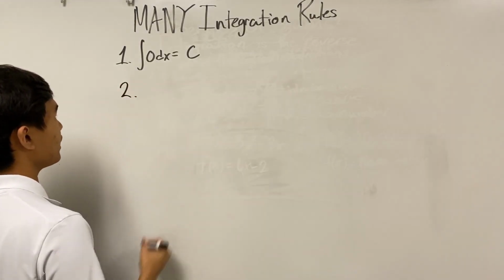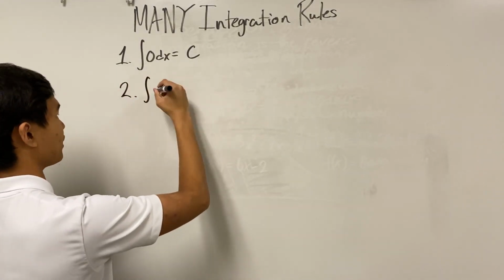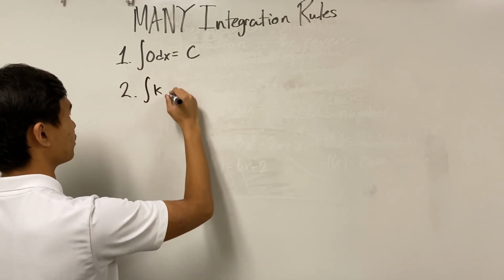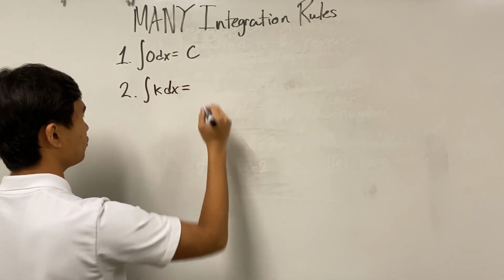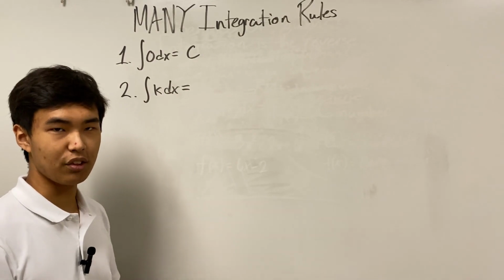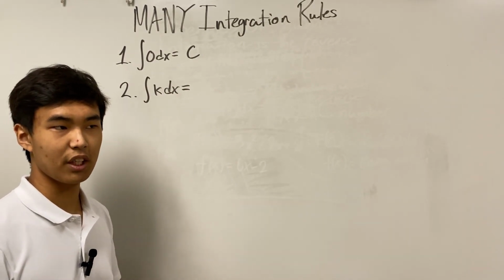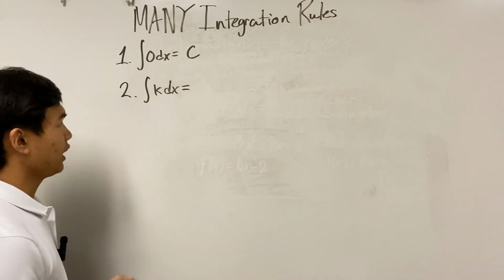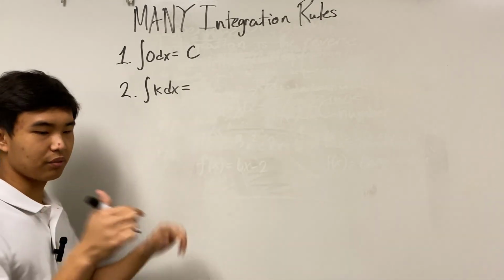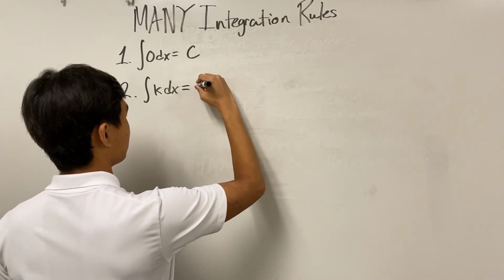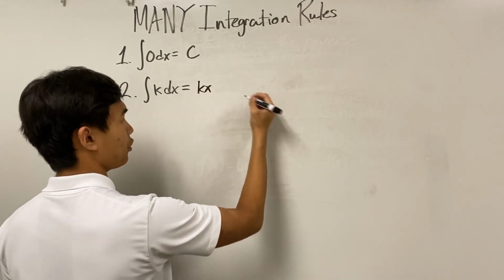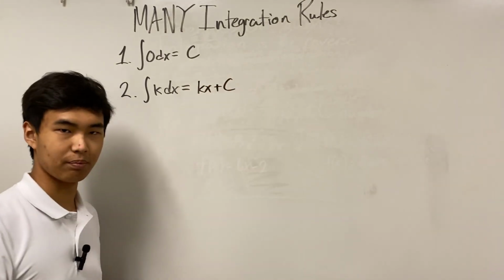Second rule is the integral of a constant, which I'll call k. Remember how the derivative of a linear term is just its coefficient. So the integral of this coefficient is a linear term, followed by the constant of integration.